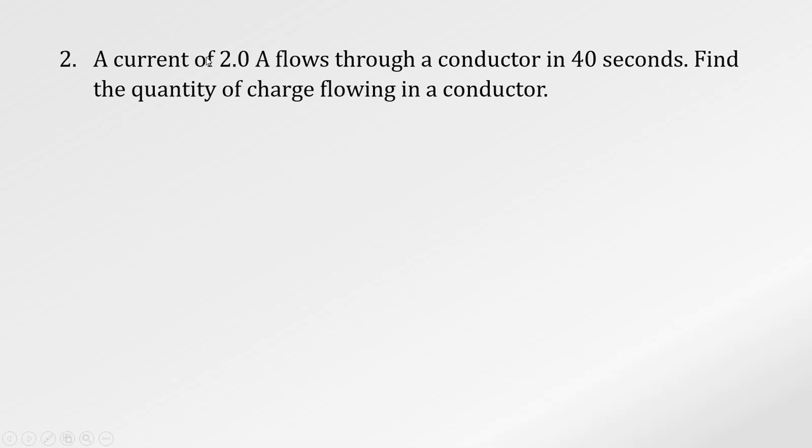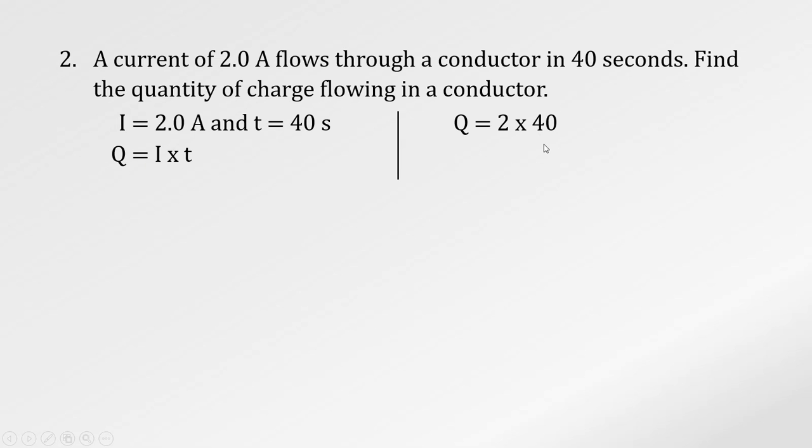Example 2. A current of 2.0 amperes flows through a conductor in 40 seconds. Find the quantity of charge flowing through the conductor. So the current is given as 2 amperes and the time as 40 seconds. Here there is no need to convert, as everything is given in its unit. Remember the formula, I equals Q over T. If we make Q the subject, we get I times T. Substituting our values, we have 2 times 40, and we get charge Q equal to 80 coulombs. This capital C stands for the unit of charge, which is the coulomb.